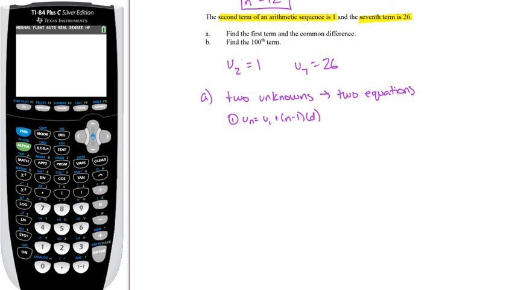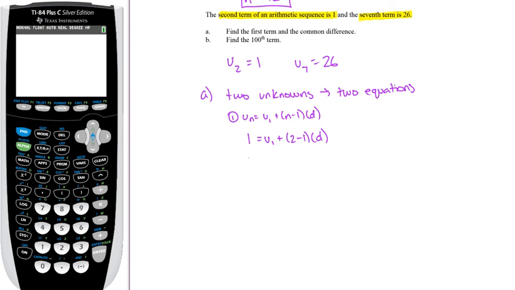Okay, so I can use this information to find the first equation. So un, in this case u2, has a value of 1. I don't know what u1 is yet. I know that for the value of 1, the term number is 2, so n is 2, and I don't know what d is yet. But I can simplify that. 1 equals u1 plus d, because 2 minus 1 is 1.